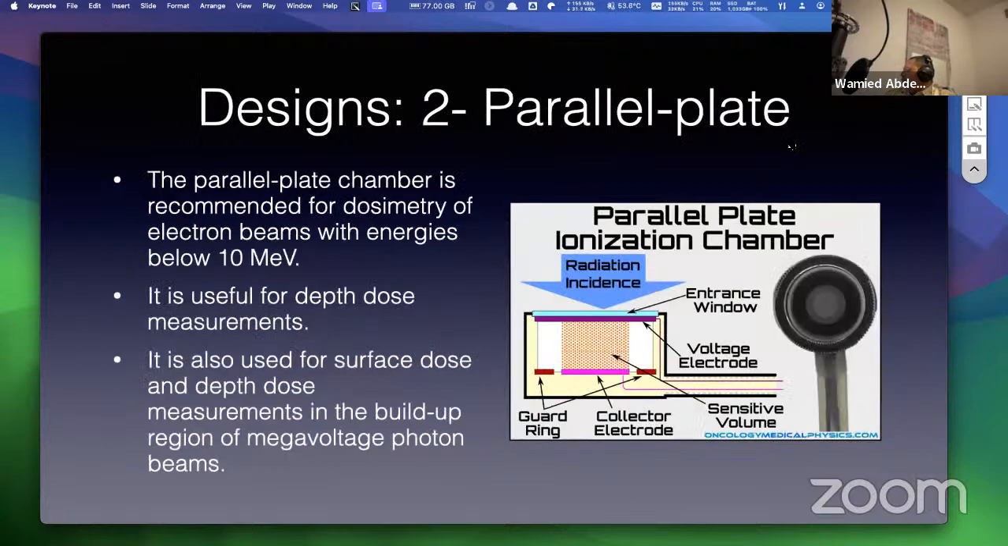We have parallel plate chambers. These are recommended for dosimetry with electron beams with energies below 10 MeV. Very useful if you want to make those measurements or even to calibrate the beams. They possess a good spatial resolution in the depth direction, but if you want to measure profiles, of course, they're not good. They're also good because of their spatial resolution for measuring surface doses, whether in photon beams or in electron beams. This is talking about the build-up region.